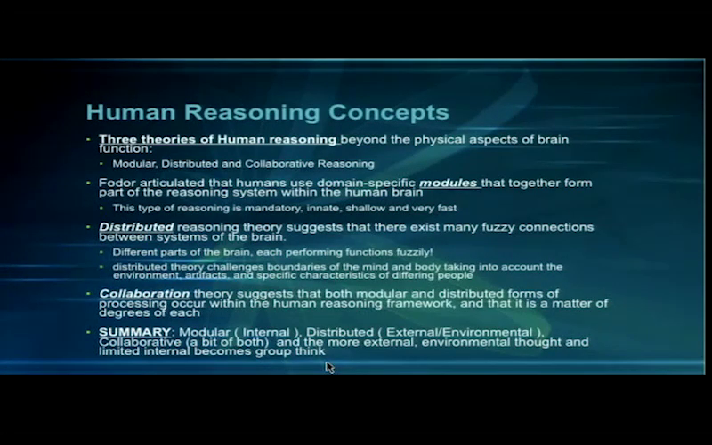So beyond the aspects of the brain function, there are really 3 different theories of human reasoning. This is what's called distributed reasoning, collaborative reasoning, and modularity. So it's about breaking content up into modules. It's about thinking of things in a distributed way. And it's about collaborating across all of that distributed data. How do you do that?